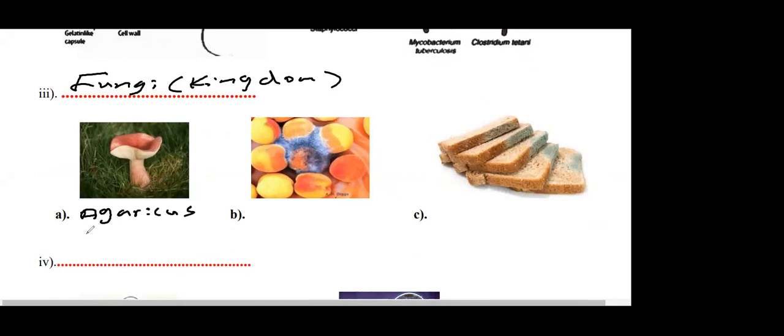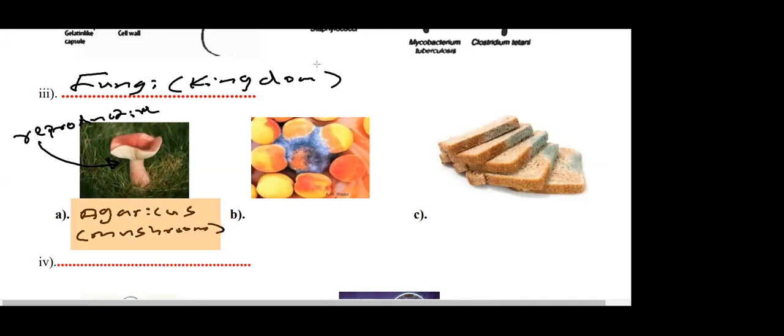Agaricus, within brackets, right? Mushrooms. That is a reproductive stage. This is the reproductive stage of the fungus, or reproductive structure, because some mushrooms are edible, but some mushrooms are poisonous. You can't eat all mushrooms. Some mushrooms are poisonous.